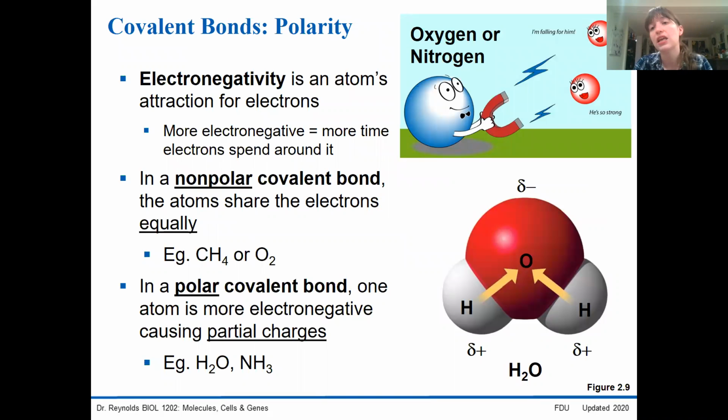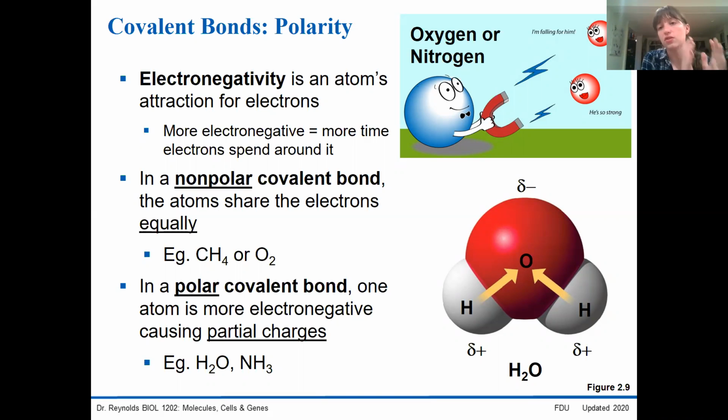When the sharing is unequal, this is what's known as a polar covalent bond. The cause behind that unequal sharing is when one particular atom in that interaction has a greater affinity for the electrons. This is known as electronegativity. So a more electronegative atom wants electrons more, and a less electronegative atom wants electrons less. So if you have an unequal electronegativity in this sharing interaction, then you're going to have electrons spending more time around one of the atoms in that interaction.